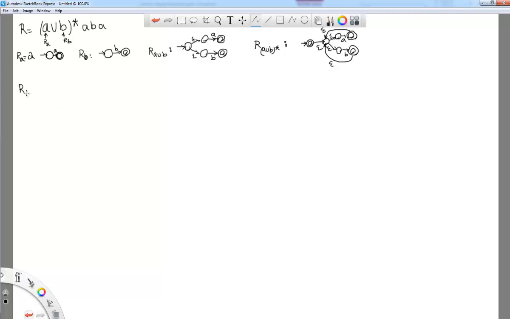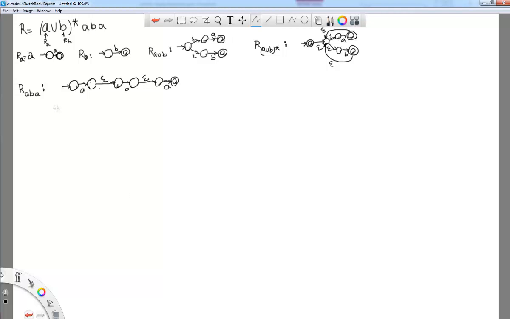Then how about R of ABA? It's basically the concatenation of the three automata, R sub A, R sub B, and another R sub A, right? So this is an R sub A, this is an R sub B, and this is an R sub A. And then remember, with the concatenation, all I need to do is change the accept states of the intermediary automaton to regular states, and then have them transition with epsilon to the start state of the next.